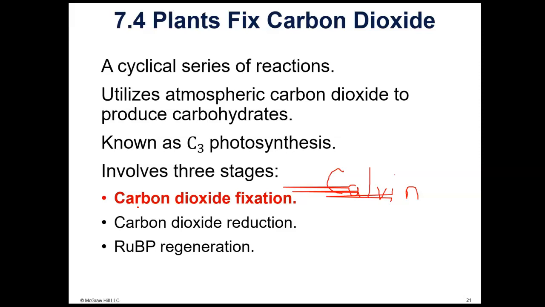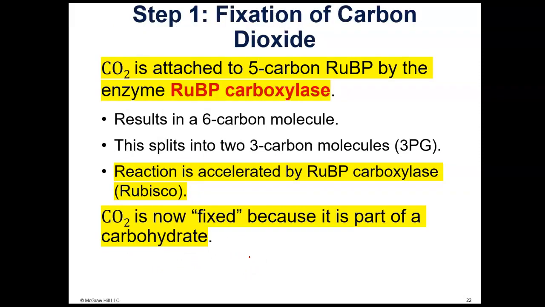The big picture. So carbon dioxide fixation is step 1, carbon dioxide reduction is step 2, and then RuBP regeneration is step 3. So let's start with step 1 of the Calvin cycle, carbon dioxide fixation. The most important thing to know is that carbon dioxide is fixed or attached to a molecule called RuBP. Ribulose bisphosphate, I believe is how you say it. But we're going to call it RuBP.